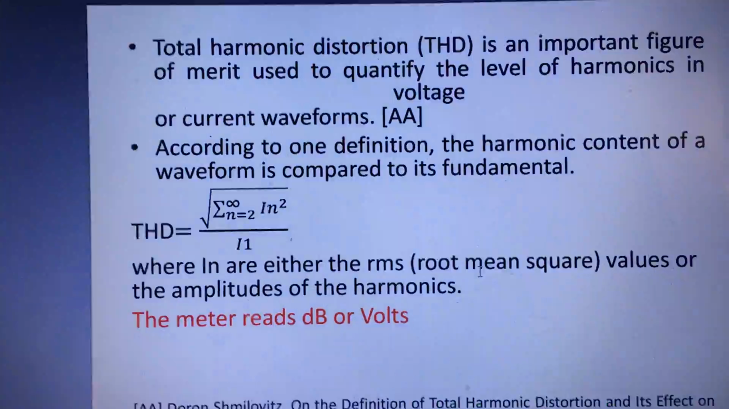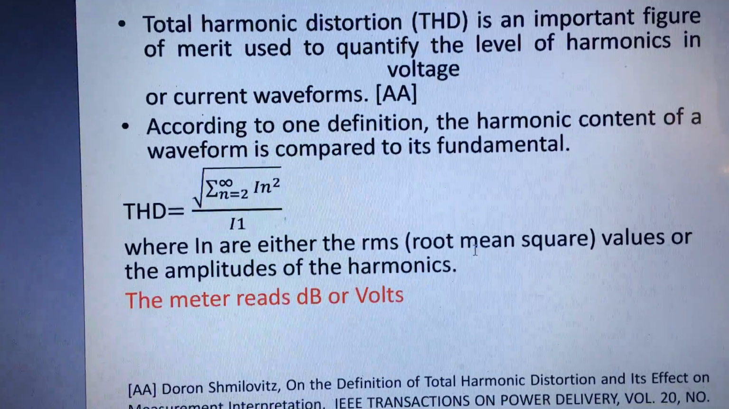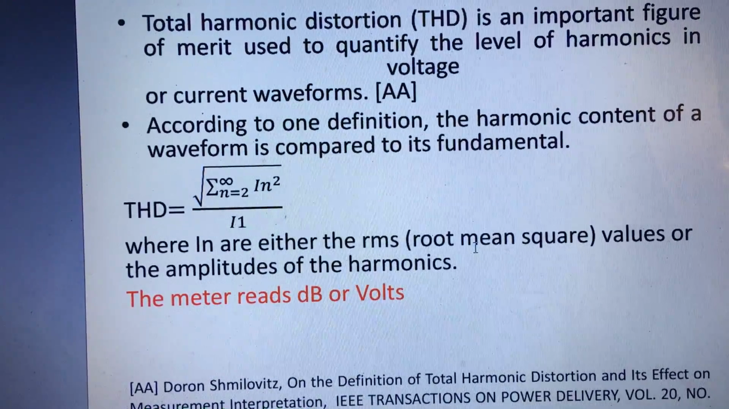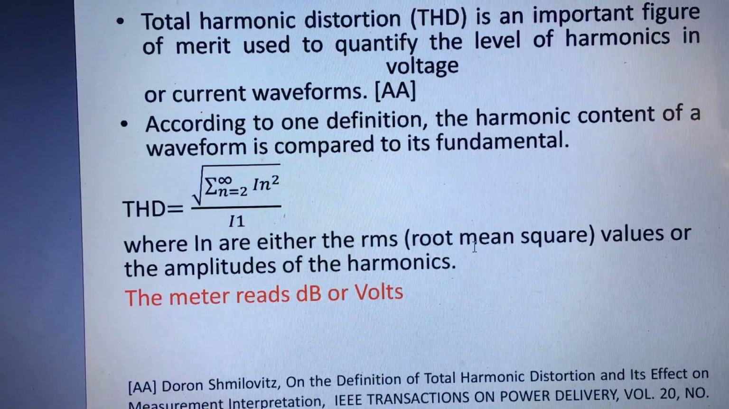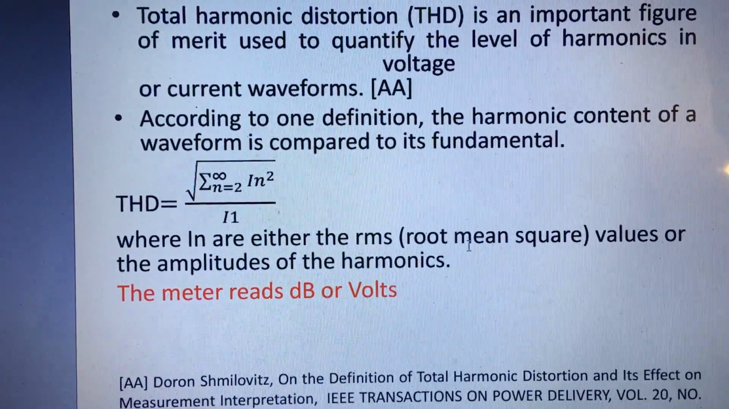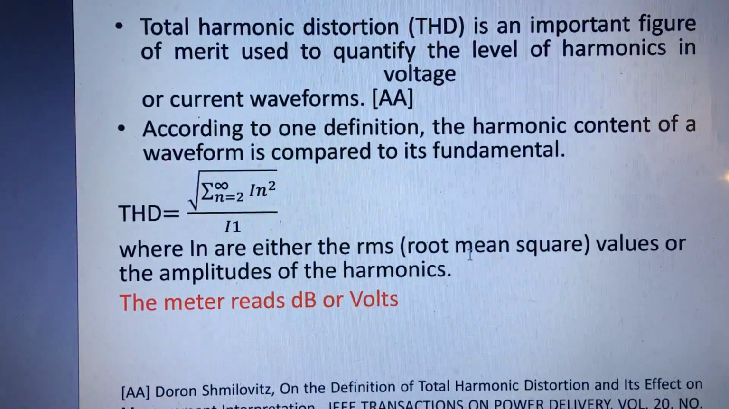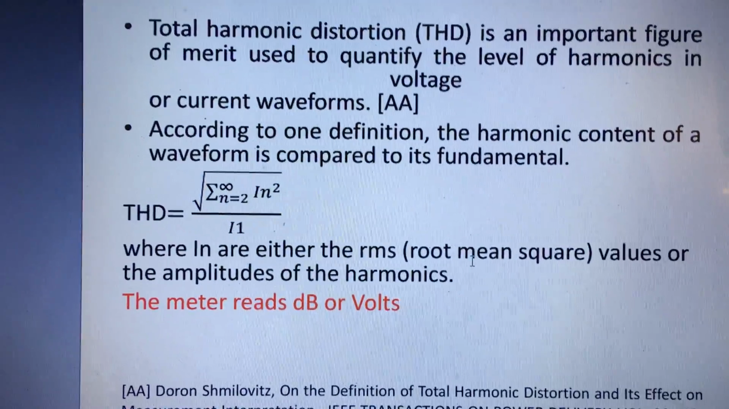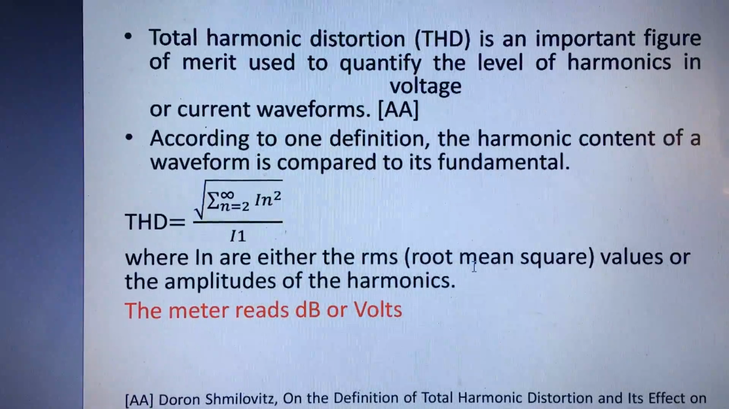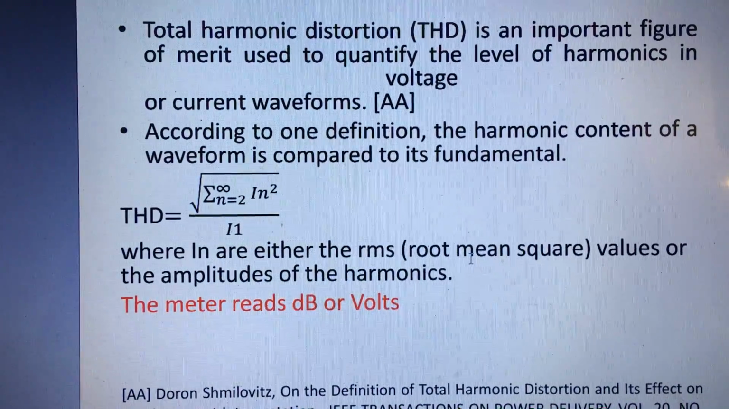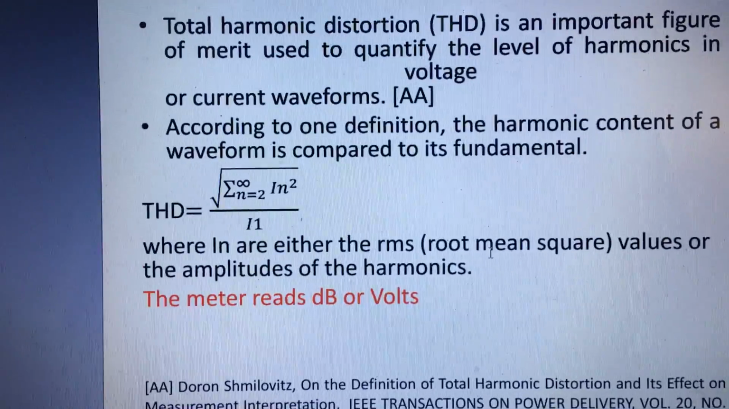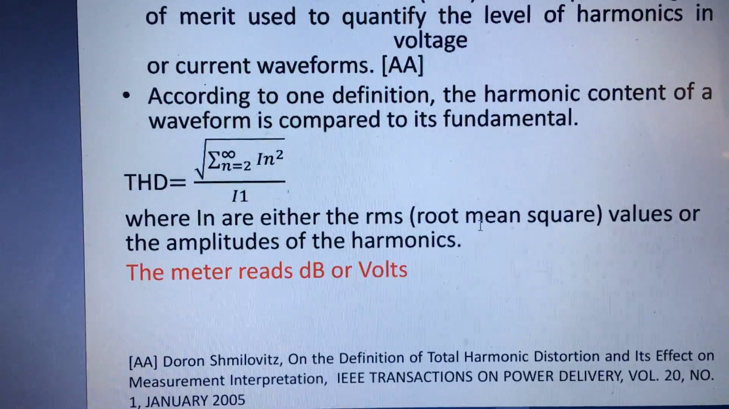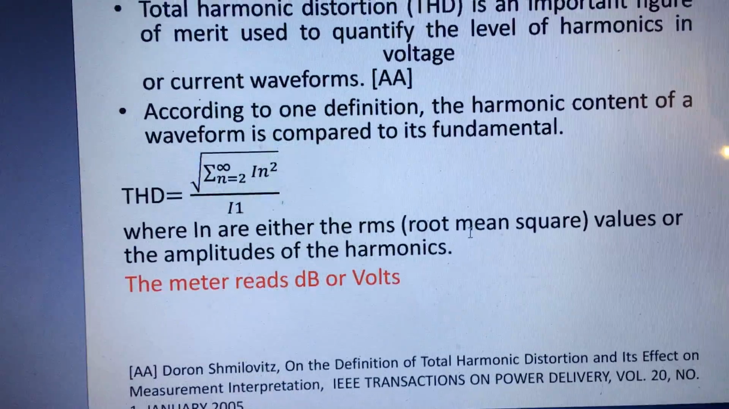So the definition is expressed in mathematical form here. THD is equal to the square root of the sum of In squared, n going from 2 to infinity, divided by I1, where In are either the RMS values or the amplitudes of the harmonics, whereas I1 is the RMS value of the fundamental signal. It could be voltage or it could be current. So the definition is quite simple. Now this total harmonic distortion meter reads decibels or volts.